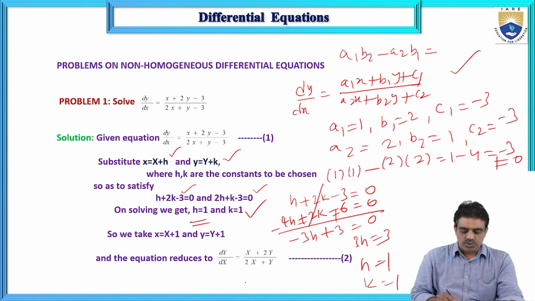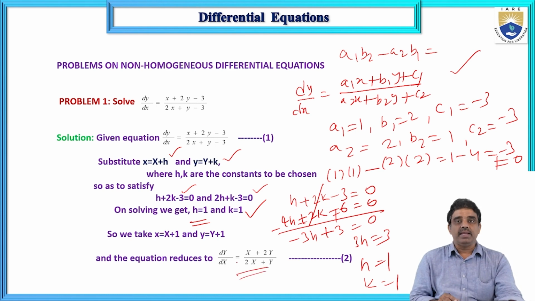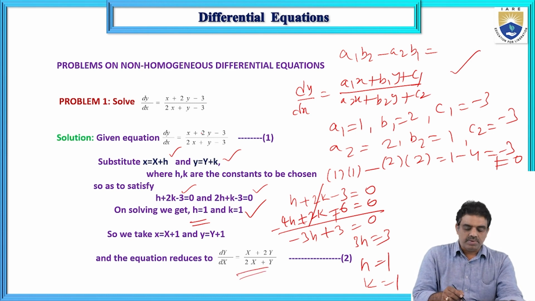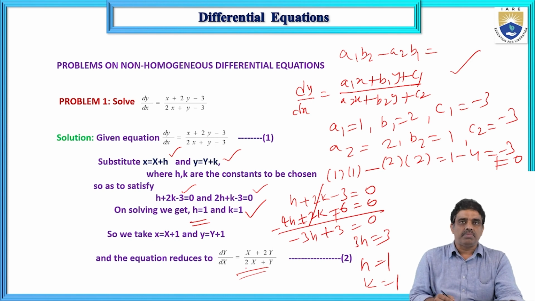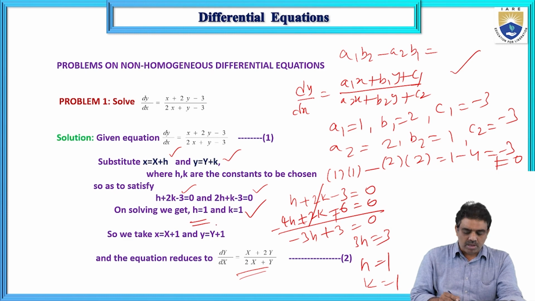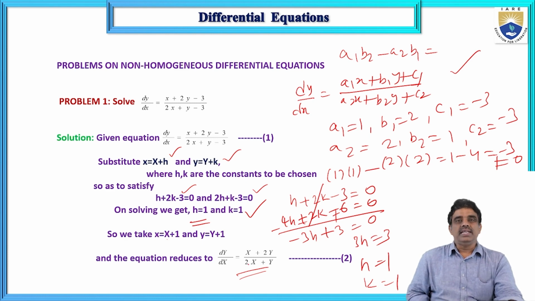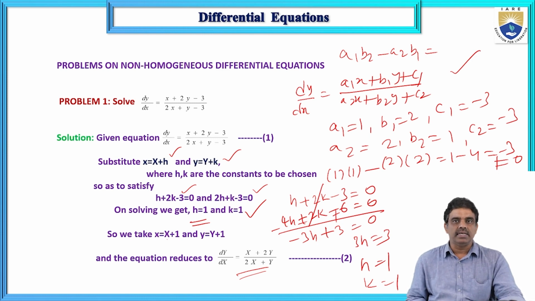The equation reduces to the form dy by dx. Now the equation turned into all capital letters because we have taken small x and small y for capital X plus 1 and capital Y plus 1 respectively. So the equation reduces to the form dy by dx is equal to (x plus 2y) by (2x plus y). To solve this equation, clearly it is a homogeneous differential equation.